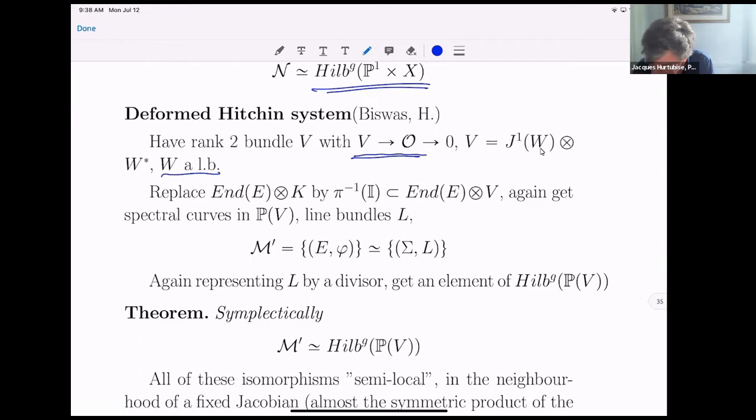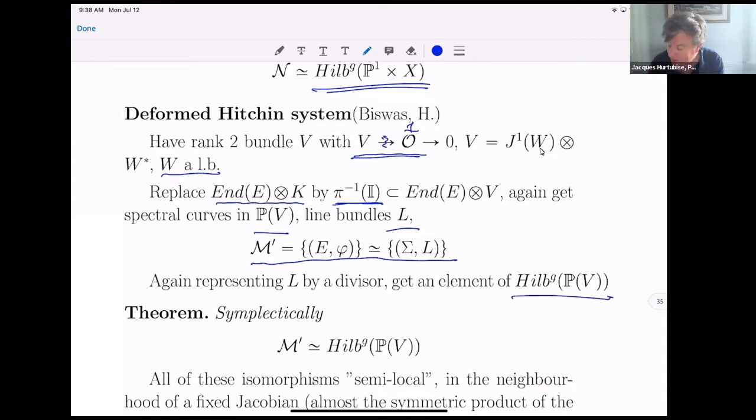And what you do is you replace the endomorphisms of E by, you take the identity here, and you take the affine line above it, and basically from that you can define maps that under this V to O map go to the identity if you take endomorphisms of E tensor V. And these are sort of connection-like objects, but they're only connections on a line bundle W, and so you can still define a spectrum, and you still get line bundles, the cokernels again, and what you're getting is basically a deformation of the Hitchin system. And again, it gets represented as the Hilbert scheme, the symmetric product.